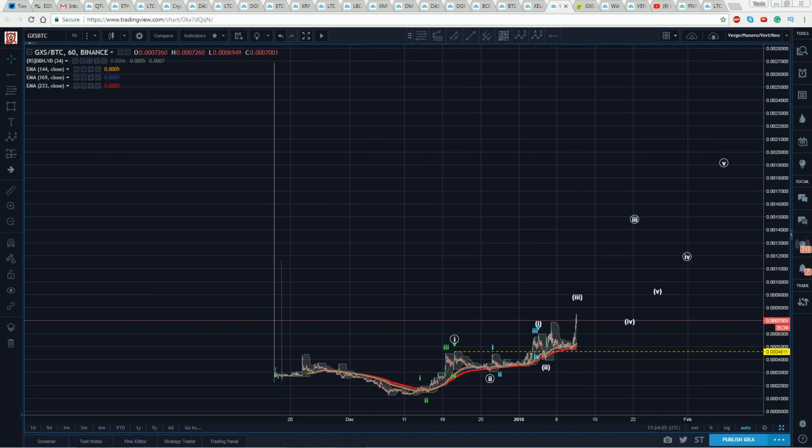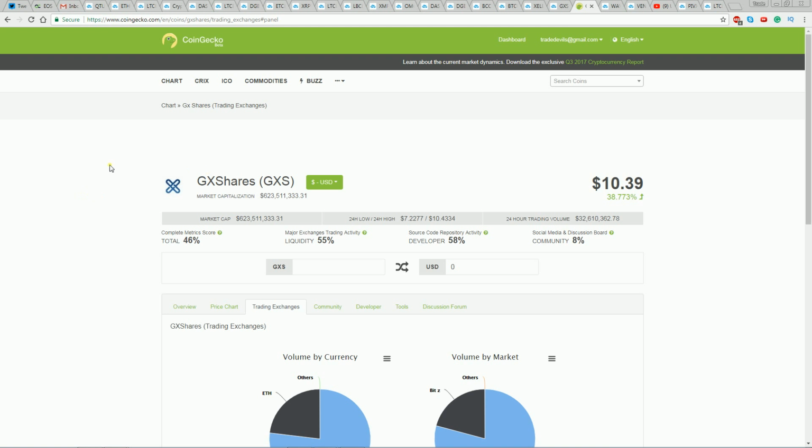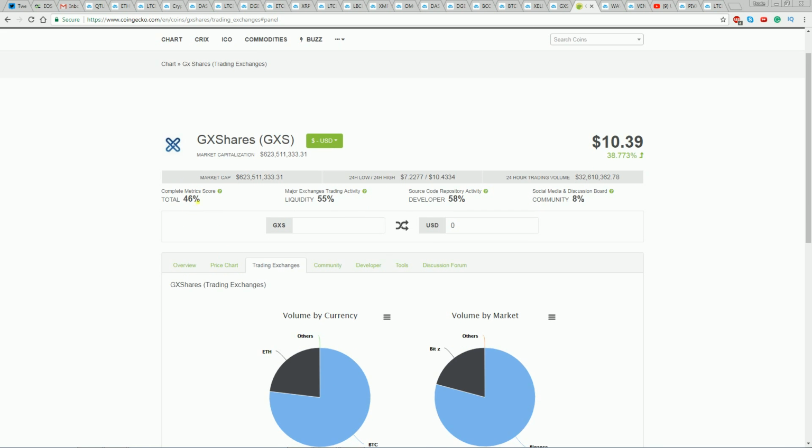What are we, mid-morning on Thursday, January 11th. Had another member interested in GXS to Bitcoin. So I've got it here on Binance. Now let's just go over and take a peek at it. So GXShares here, 46 on the scale.